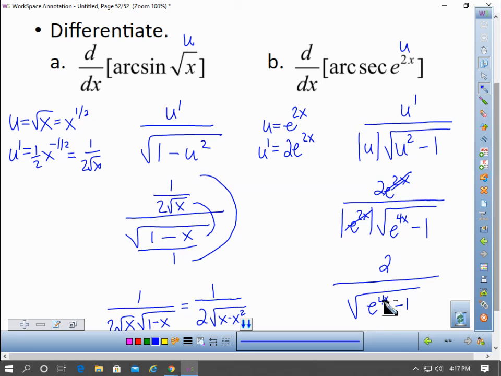Now, again, the way I got e to the 4x is because you have to square our u. And when you take e to the 2x and you square it, when you raise a power to a power, you multiply. So that's how you get e to the 4x when we square this u value right here. All right? And so that's our answer. After these guys cancel, we're left with 2 divided by the square root of e to the 4x minus 1.